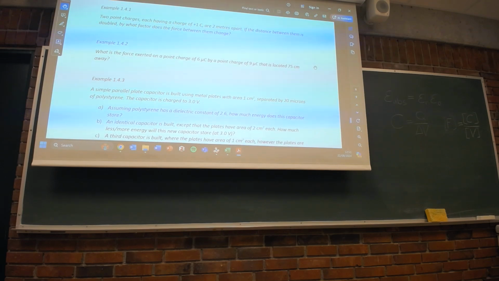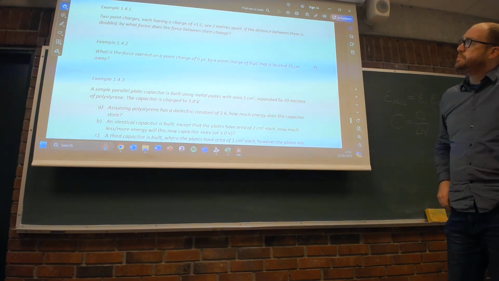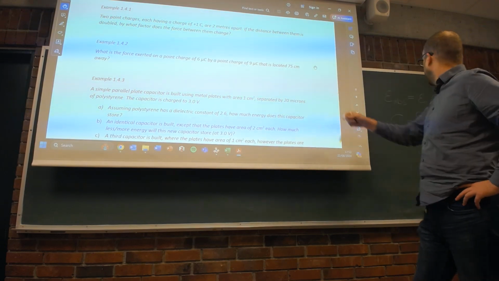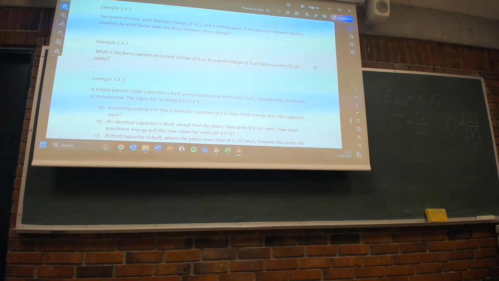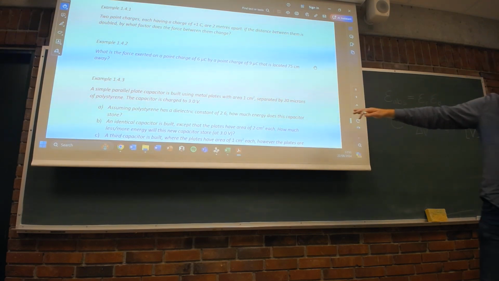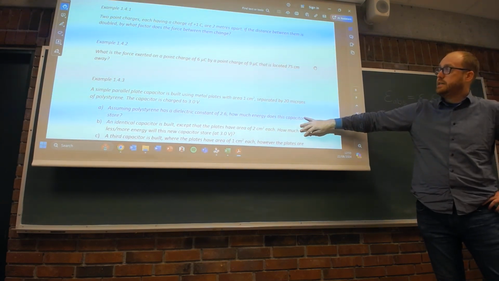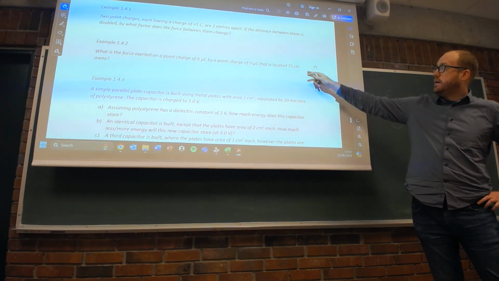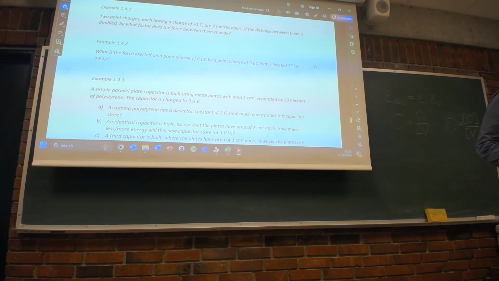So there's some example questions. I think, well, let's do 141 because it's so easy, hopefully. Two point charges. So we'll go back to electrostatics, and then I'll do this example of capacitors. And I'll leave this if you want to do it by yourself.